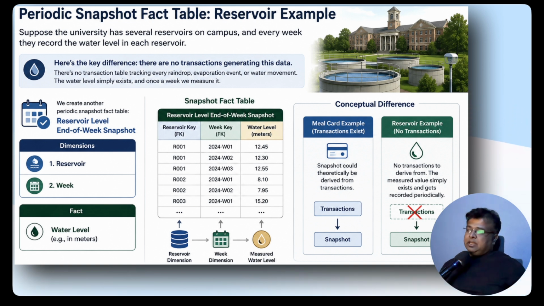In the meal card example, the snapshot could theoretically be derived from transactions. In the reservoir example, there are no transactions to derive it from. The measured value simply exists and gets recorded periodically. So overall, periodic snapshot fact tables are all about capturing the state of something over time at consistent intervals. And while the concept itself is fairly straightforward, there is an important complication that we still need to discuss, that is semi-additive facts. That becomes really important with snapshot tables, so that is what we'll be covering next.